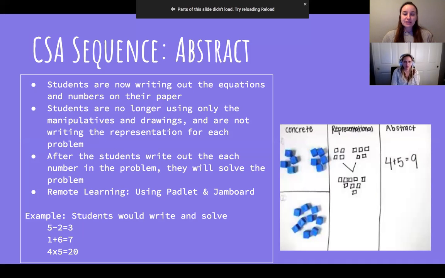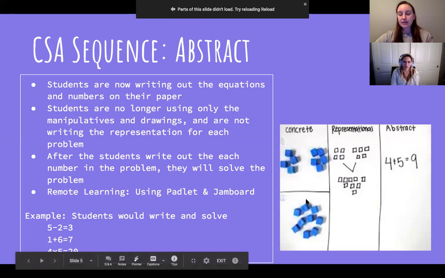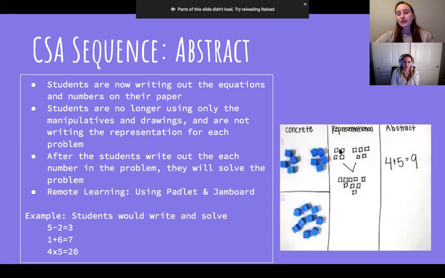For remote learning, this can be done by using Padlet or Jamboard, where the students will be able to write out their problems. An example would be students writing 5 minus 2 equals 3, 1 plus 6 equals 7, or 4 times 5 equals 20. We have included a picture to the right-hand side that physically shows the concrete. Here you have the base 10 blocks, a representational where they're adding squares as a representation, and the abstract, they are writing 4 plus 5 equals 9.